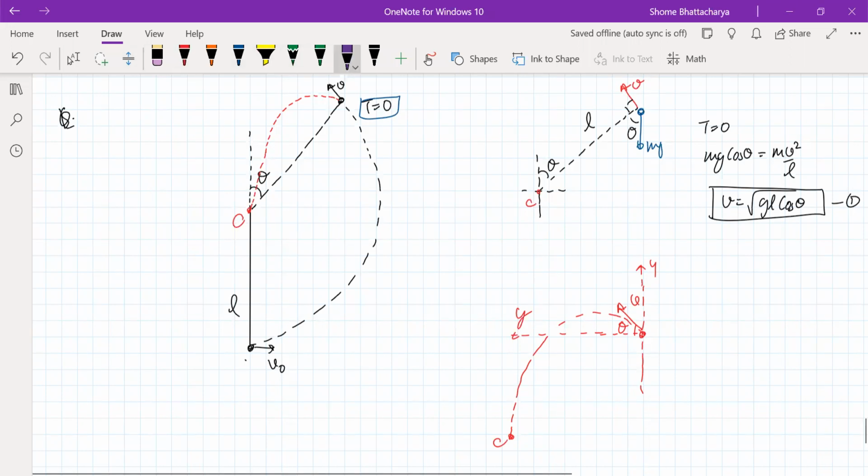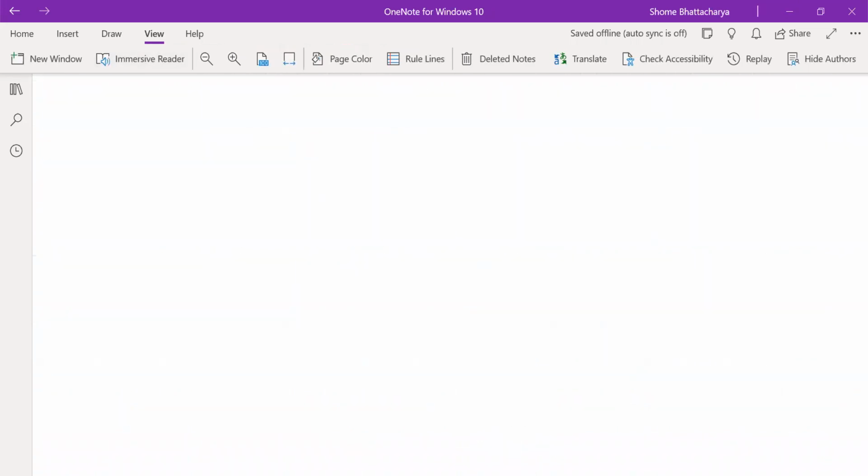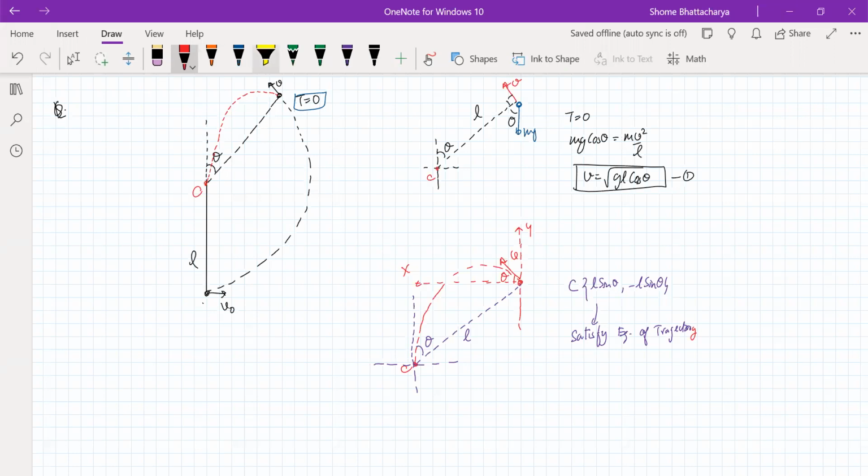So if you look at the center point, what are its coordinates with respect to my xy system? The center has coordinates: the x coordinate is L sine theta, and the y coordinate is minus L sine theta. These coordinates should satisfy the equation of trajectory. And what is the equation of trajectory? y is equal to x tan theta minus half g x square upon u square cos square theta. Here we will substitute u as this quantity, and we'll substitute x and y as this.